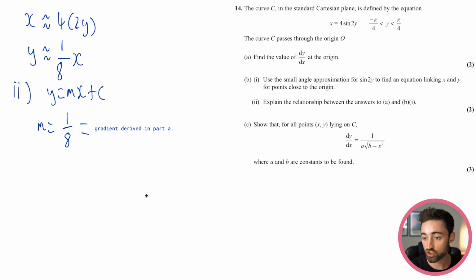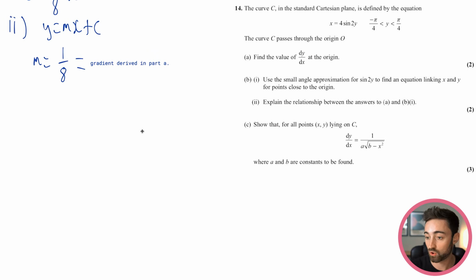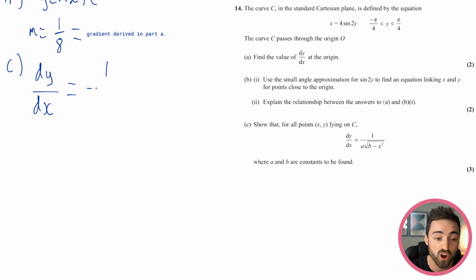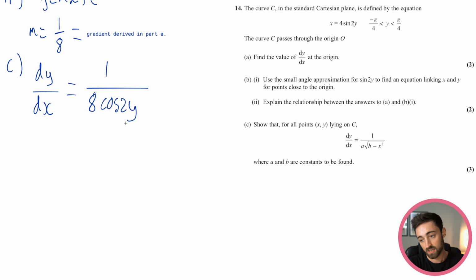Cool. Show that for all points (x, y) lying on C. Okay, I like this. I think it's very, very important to know how to represent things, especially using trig identities, if you've got it in terms of y but you want it in terms of x. Because if you think about it, we've already got dy by dx. So you might say, why are we finding dy by dx again? Because we know that dy by dx is 1/8 cos of 2y. That's in terms of y. We want it in terms of x. What are we going to do?